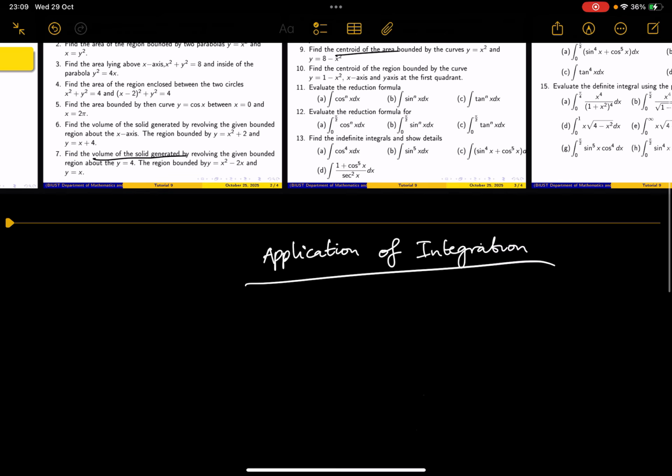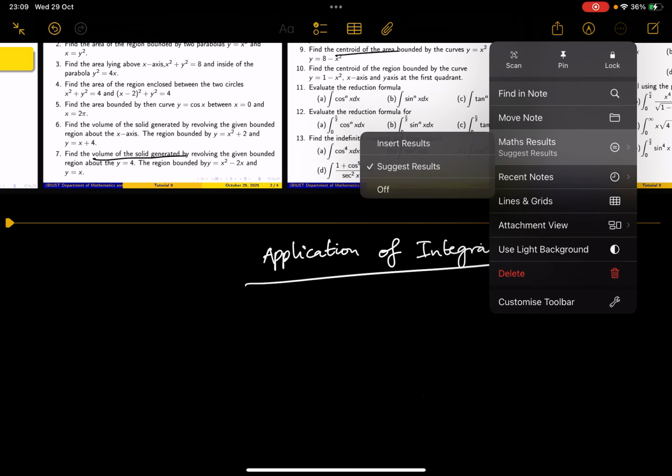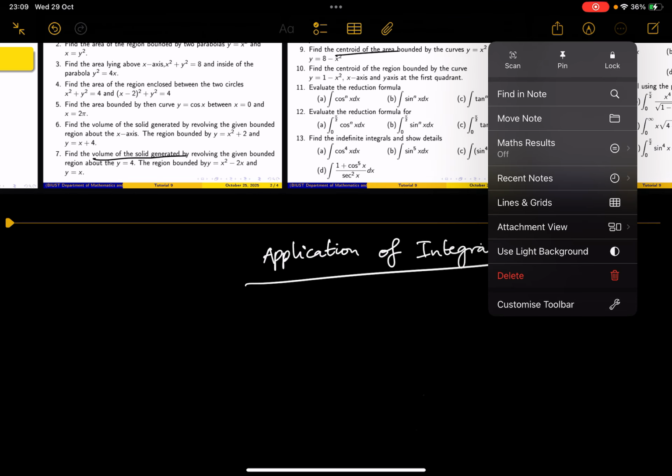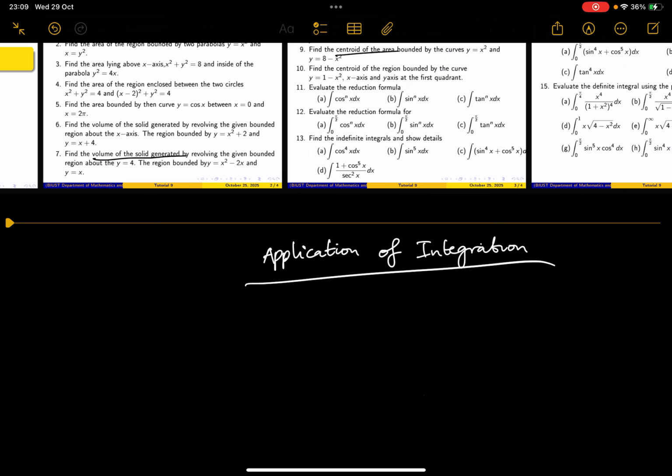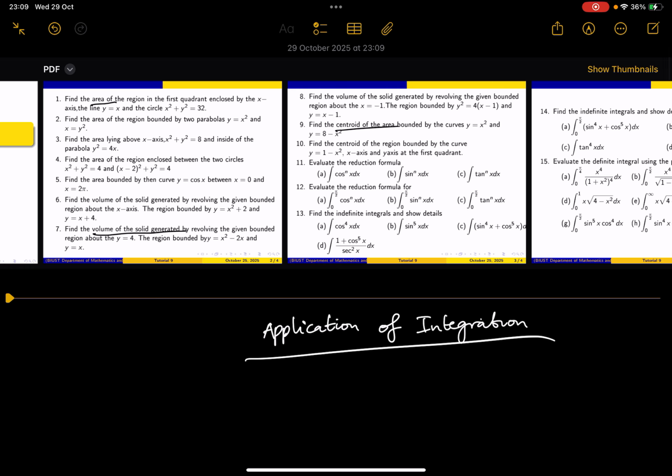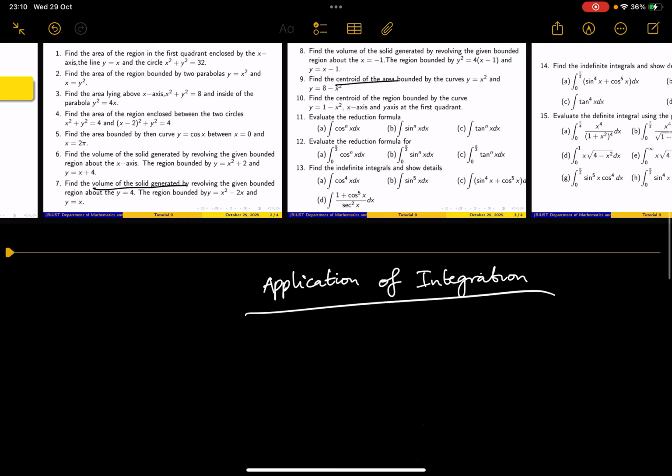So we are going to start with the area. The first question says: find the area of the region in the first quadrant enclosed by the x-axis, the line y equals x, and the circle x squared plus y squared equals 32. So here you are given these three graphs. They are intersecting, and while they're intersecting, they form a region. So we want to find the area of that region.